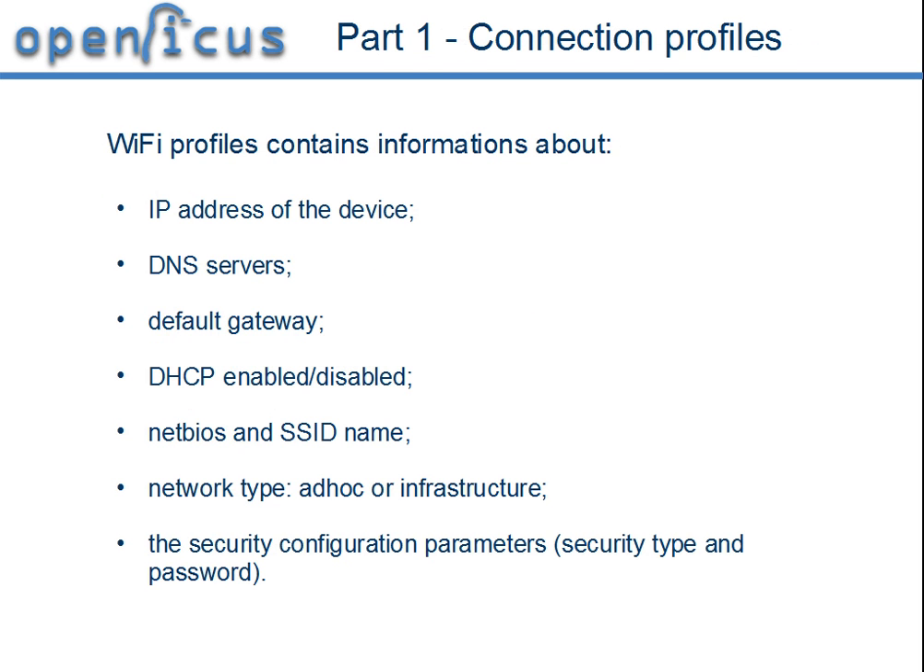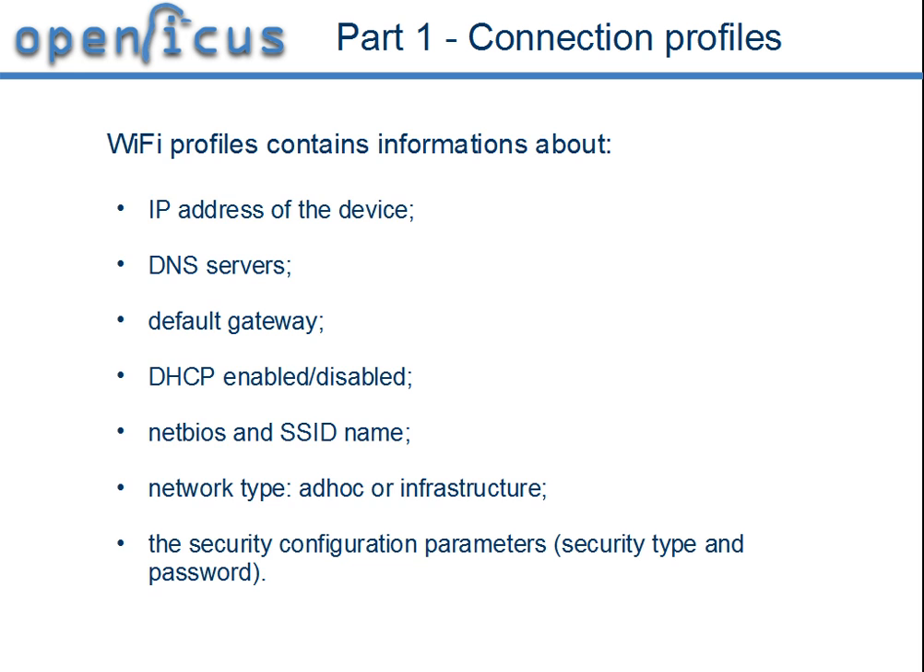A Wi-Fi profile contains all the information about the connection on the device, so it contains the IP address of the device, the DNS servers, the default gateway, whether DHCP is enabled or disabled, the NetBIOS and SSID name, the network type, whether it's ad hoc or infrastructure, and the security configuration: security type and password.